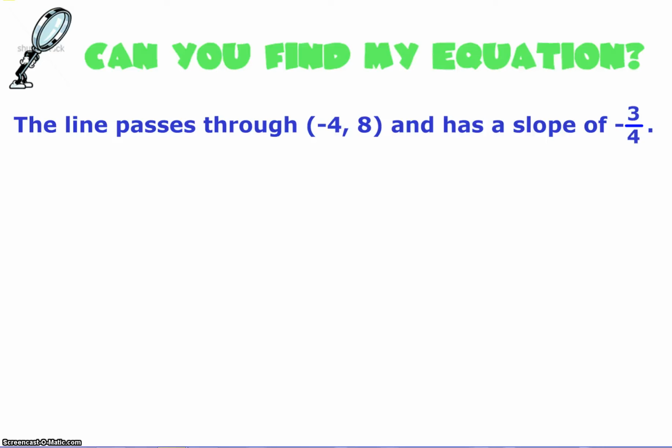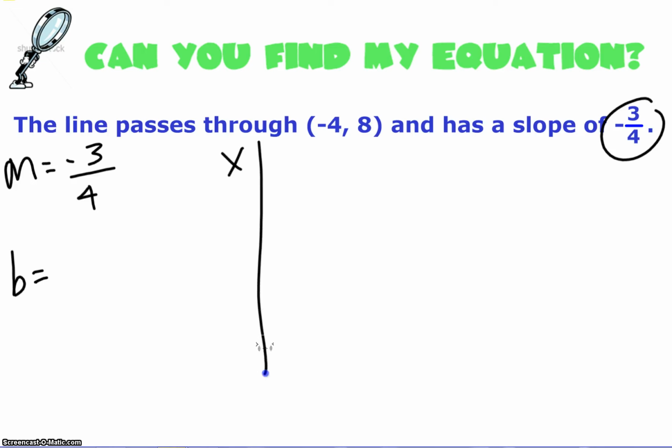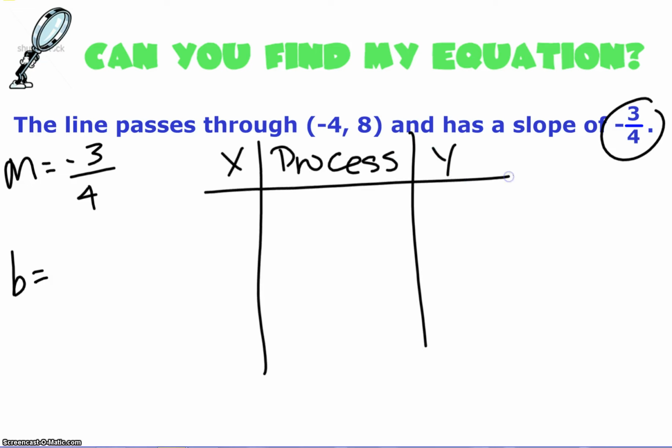Another example, can you find the equation for the line that passes through (-4, 8) and has a slope of -3/4? Again, we're looking for m and we're looking for b. And we already know our slope, so we can put that here. But we need to find what we're adding or subtracting. It's called our constant. And in order to do that, you have to do a process table. Plug in your point, (-4, 8).